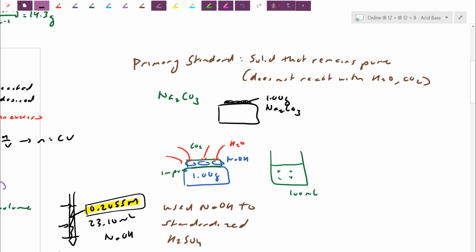Na2CO3 is known as a basic standard because this is going to form a basic solution. We have an acidic standard we're going to use in our lab, KHP. I'll try to do a virtual lab at least for this. This is an acidic standard. Basically, there are only a few chemicals that are pure enough to be a good starting ingredient.